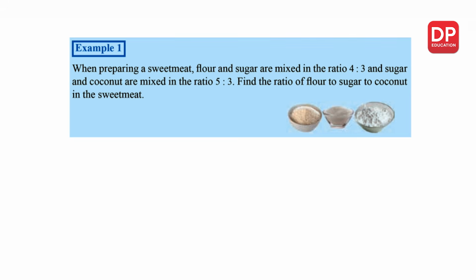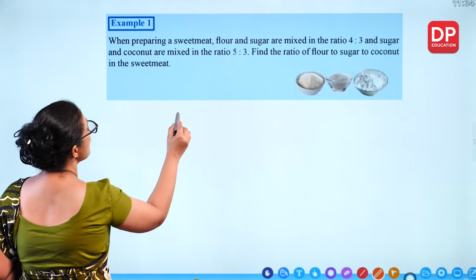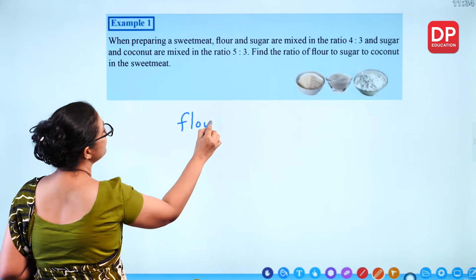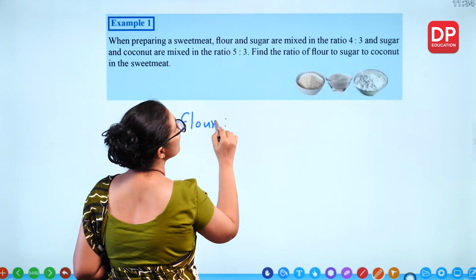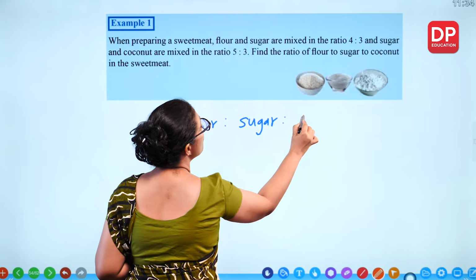Example number 1. When preparing a sweetmeat, flour and sugar are mixed in the ratio 4:3. And sugar and coconut are mixed in the ratio 5:3. Find the ratio of flour to sugar to coconut in the sweetmeat. So what's the ratio you need? Flour to sugar to coconut.